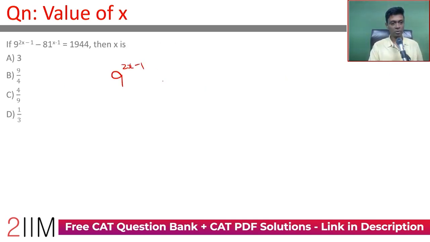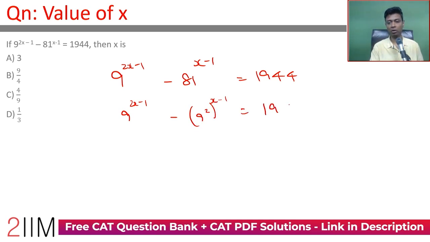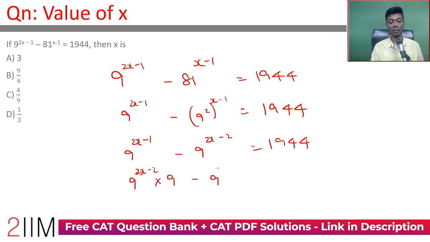9 power 2x minus 1 minus 81 power x minus 1 equals 1944. Wonderful. I'm going to write this in terms of 9 power x minus 1. So 9 power 2x minus 1 minus 9 square to the power x minus 1 equals 1944. 9 power 2x minus 1 minus 9 power 2x minus 2 equals 1944. This is 9 power 2x minus 2 into 9 minus 9 power 2x minus 2 is 1944. 9 power 2x minus 2 into 8 is 1944.